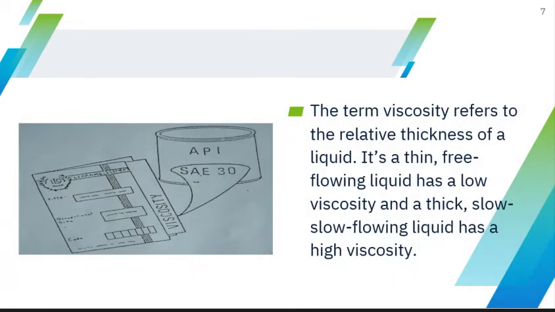Okay. Next, the term viscosity refers to the relative thickness of the liquid. Gaano ka-thick ba siya? A thin, free-flowing liquid has a low viscosity, and a thick, slow-flowing liquid has a high viscosity. Yung tubig, for example, has a very, very low viscosity kasi mabilis yung pag-flow niya. Pag slow-flowing, like that of other liquid materials, then they have a high viscosity.